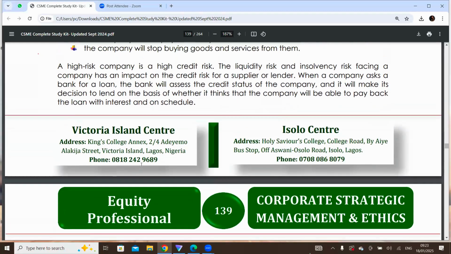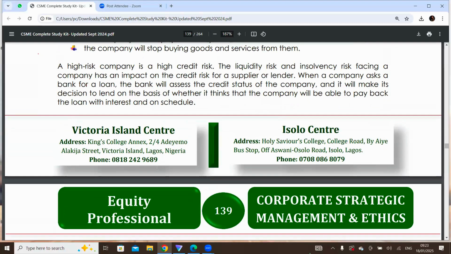So they said a high-risk company is a high-credit-risk company. The liquidity and insolvency risks facing a company can affect the supplier or the lender. If a person borrows from a bank, the bank will assess the credit status of that company, and they will make a decision on whether they should lend this company money.